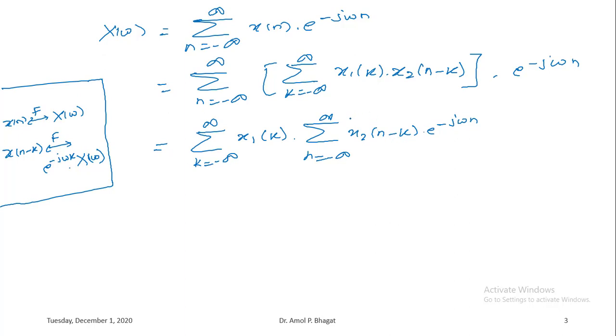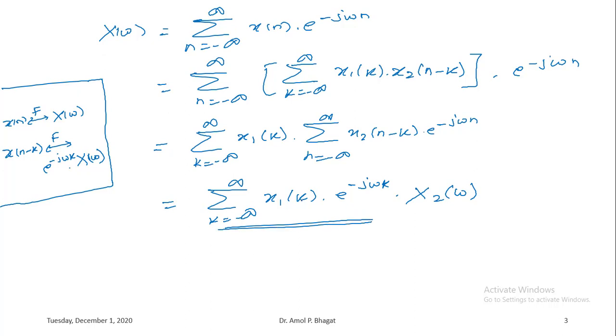So its Fourier transform can be simply represented as X2 of omega multiplied by e to the power minus j omega k, right? So here I can write summation k equals minus infinity to infinity x1 of k into e to the power minus j omega k into X2 of omega, correct. So this term basically again indicates the formula for the Fourier transform, and as per the formula for Fourier transform, this is the Fourier transform of x1 of k or x1 of n, right?